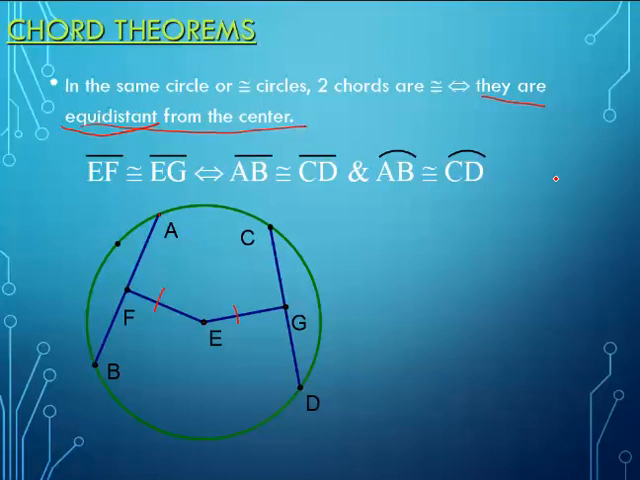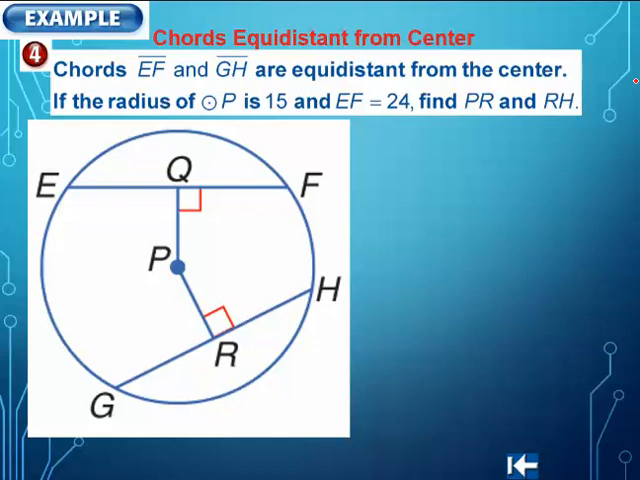So let's do some problems with that, and then we'll be finished. Okay, so EF and GH are equidistant, so I know these two distances are the same. If the radius of circle P is 15, EF is 24, so I know it's bisected because those are perpendicular.